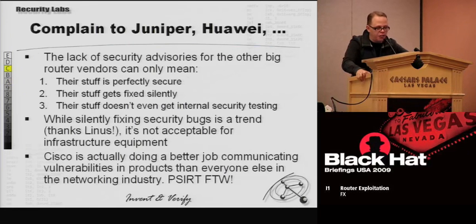Also, complain to Juniper, complain to Huawei, and complain to pretty much everyone else that ships you fancy boxes for lots of money. Well, let's face it, Juniper has this awesome team of high-ranking names from the security scene. And we don't see any advisories. That either means their stuff is perfectly secure, their stuff gets fixed silently and they don't tell anyone, or their stuff isn't even tested by their high-ranking security people. None of that is good news.